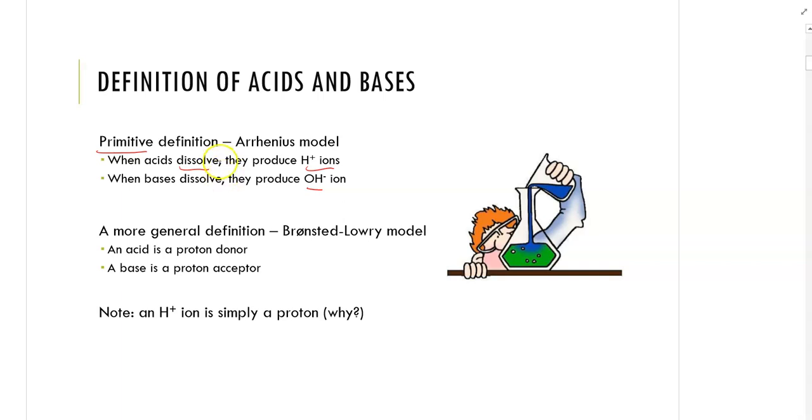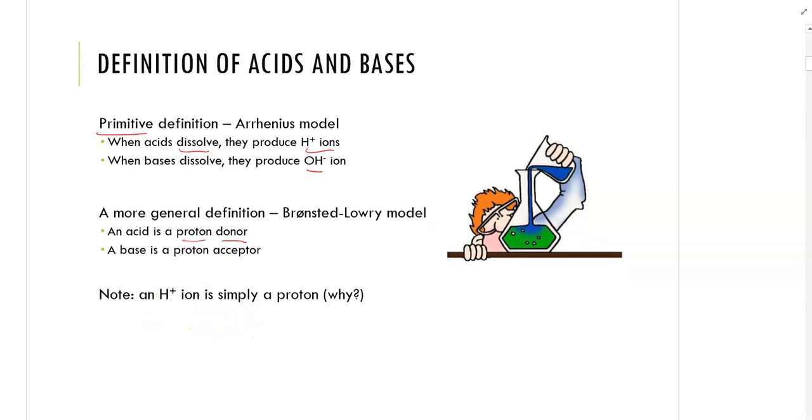But a more general definition, one that ends up being more broadly applicable and not limited to just things that are dissolved, is our friend Bronsted-Lowry. In this case, the Bronsted-Lowry model defines an acid as a proton donor. The word proton, which we're going to get into right here: an H+ ion is really a proton. Well, why is that?